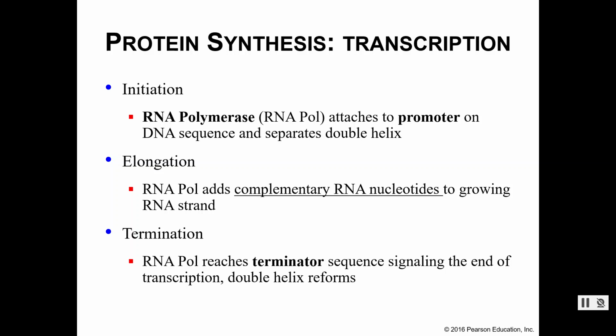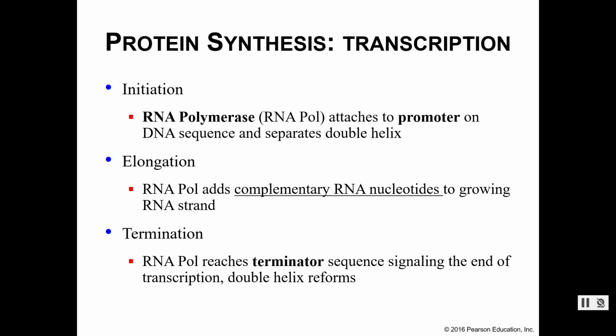So protein synthesis: we take a DNA strand and we turn it into a set of instructions for making a protein. The process of making those instructions is called transcription. The word transcribe kind of means to write. So we're going to take our DNA and copy it down into our RNA instructions. We're going to transcribe it. This is a 3-step process. We start with initiation, we move to elongation, and we finish with termination.